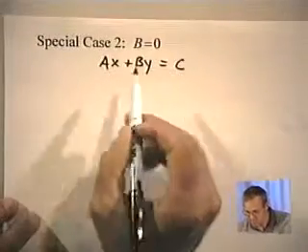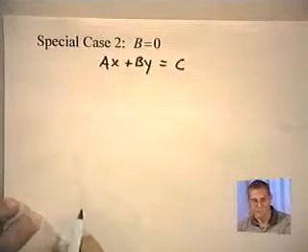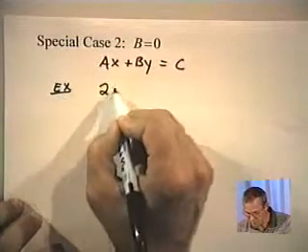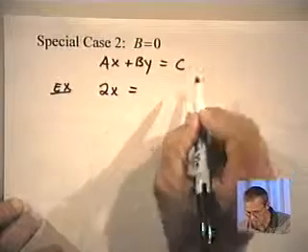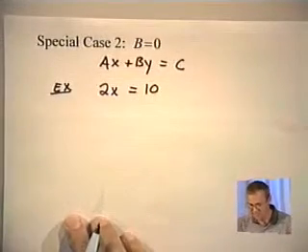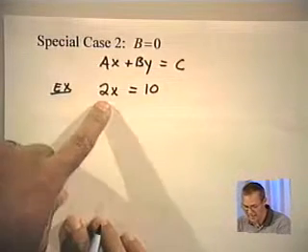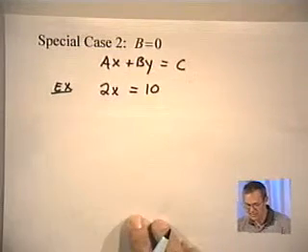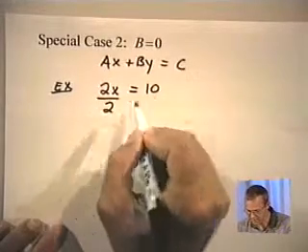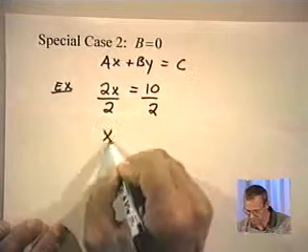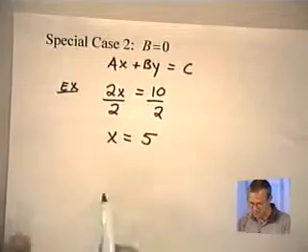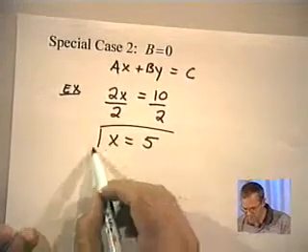Special case 2 is when the b is equal to 0. For example, 2x is equal to 10. Just like the previous example, when we had y on one side equal to a constant, we want to solve for the variable. So we'll solve for x. Now, this linear equation reduces to x equals 5.